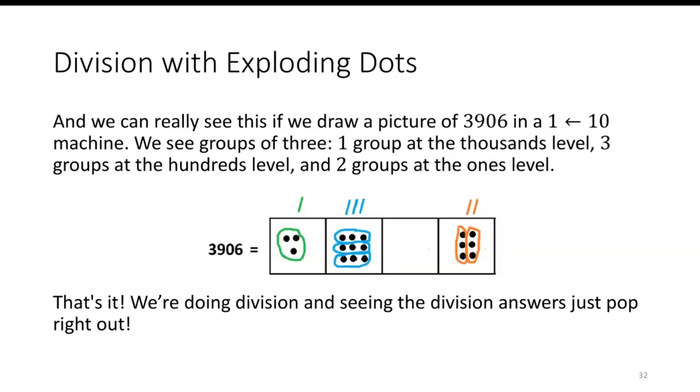And then in the ones place, I have 6 dots. I can make 2 more groups. So 1,302. And that's it. We're doing division, and seeing division answers just pop right out.